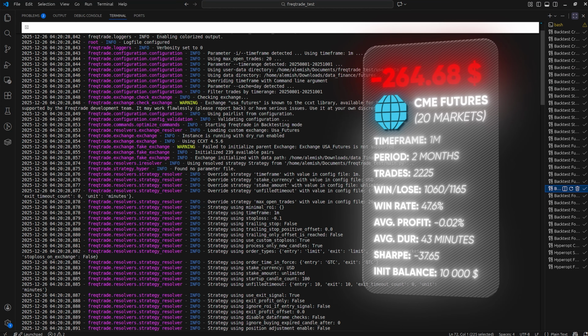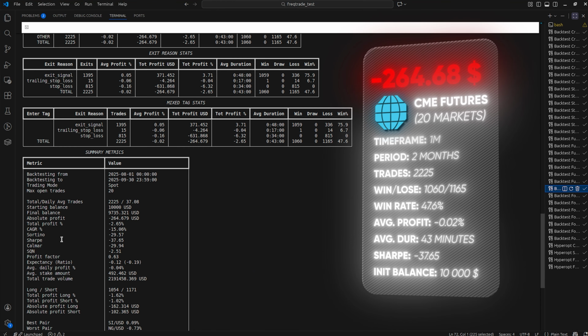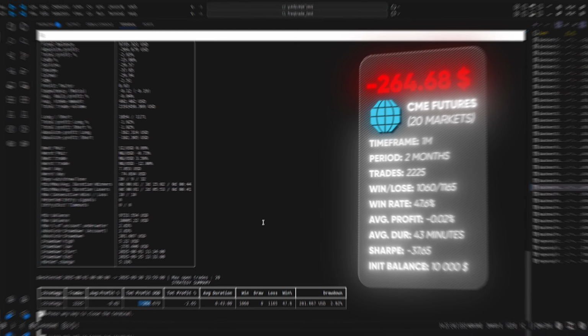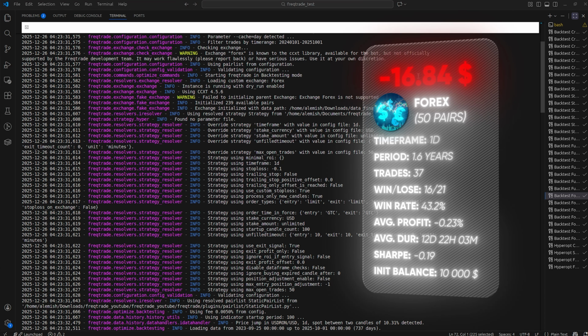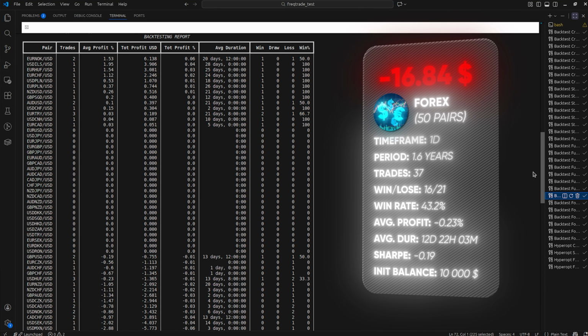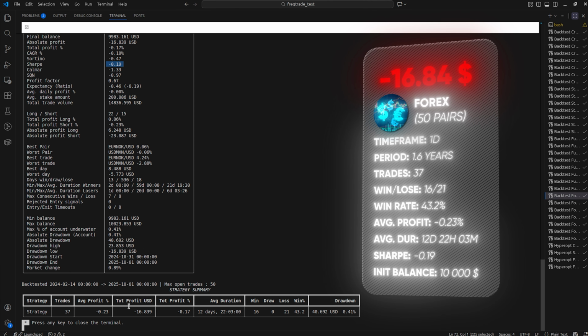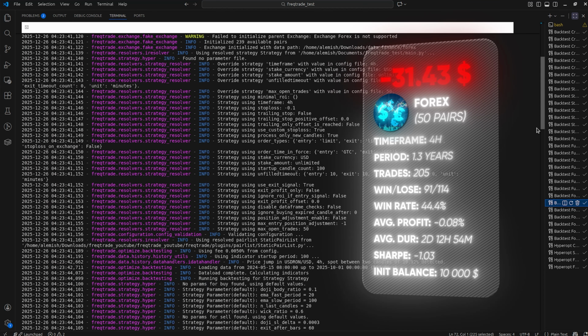Final time frame for this market, 1 minute. And Sharpe is minus 37, very low, and we lost $264. Final market, Forex. Once again, starting with 1 day time frame. Our results per pair, and we are starting with a negative Sharpe, minus 0.19, and we lost only just $16, not much.